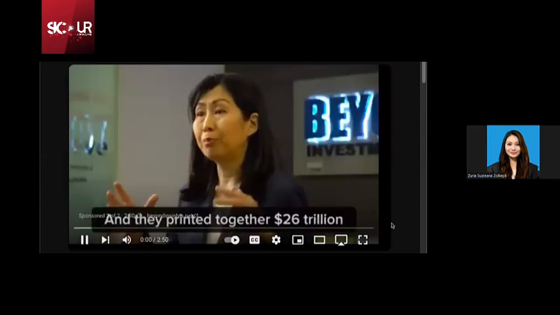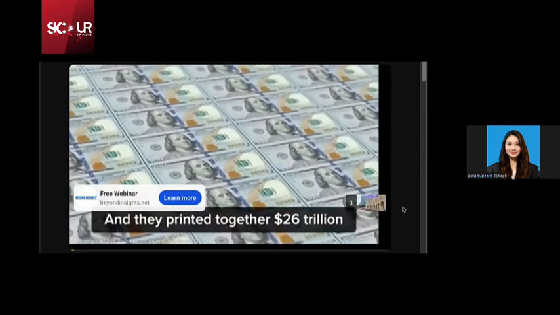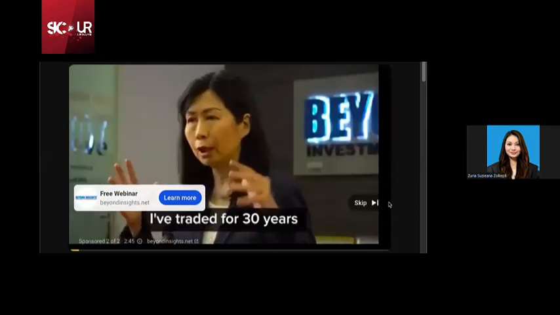what kind of ice cream is that? And printed together $26 trillion. I traded for 30 years and did.